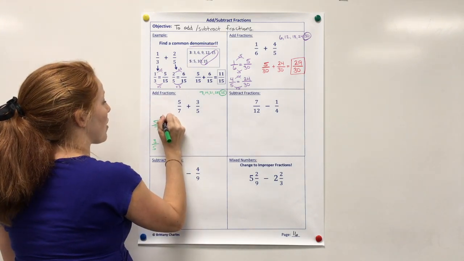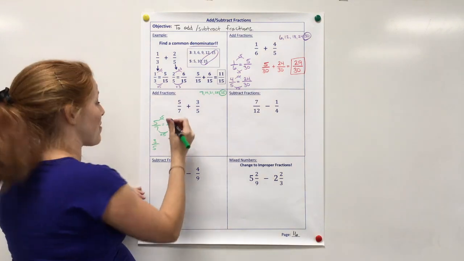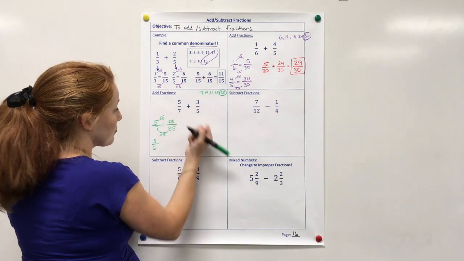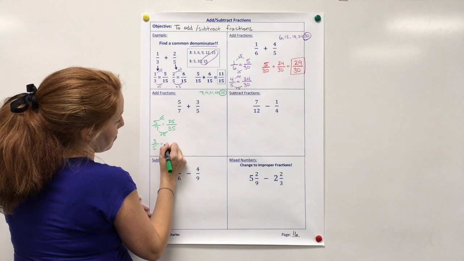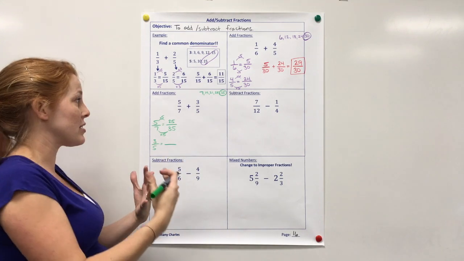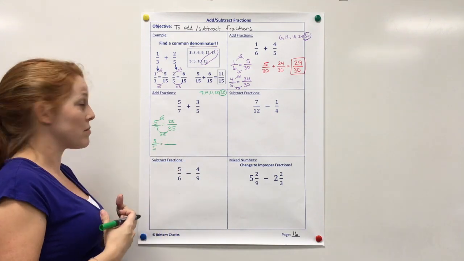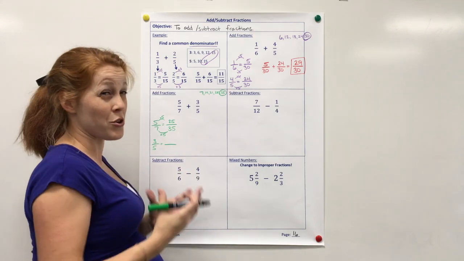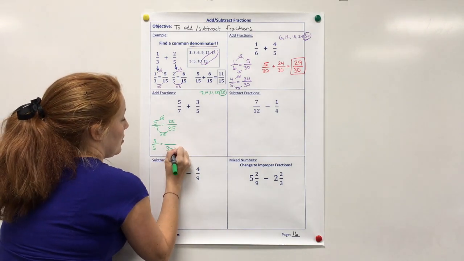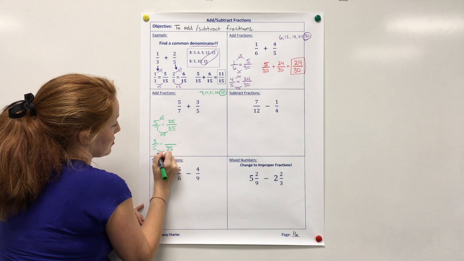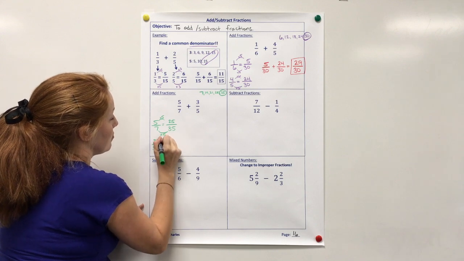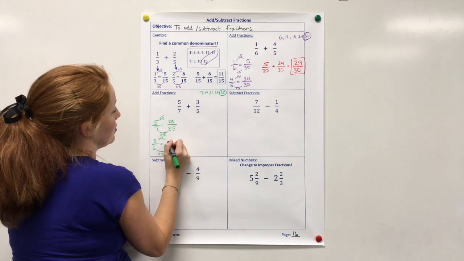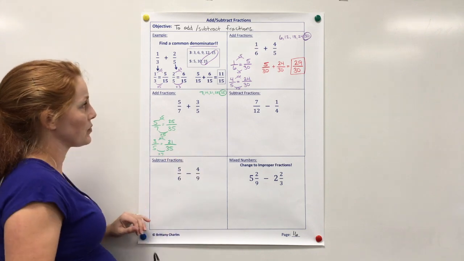So we're going to do times 5 up here. 5 times 5 is 25. Same thing to my bottom fraction. I need to rename it so that the number of equal parts is 35. How did I get there? This would be times 7. So 3 times 7 would be 21.